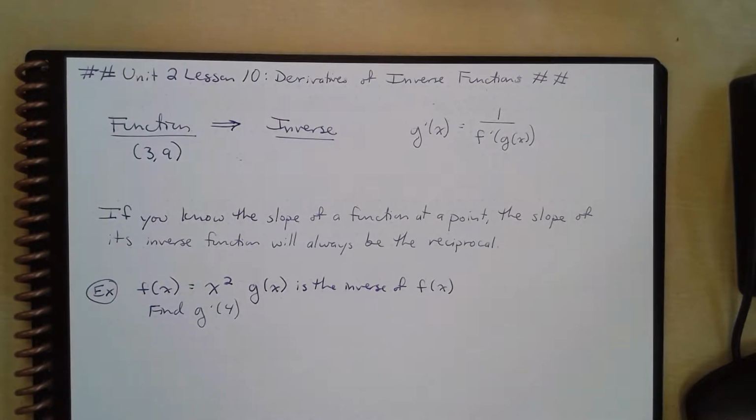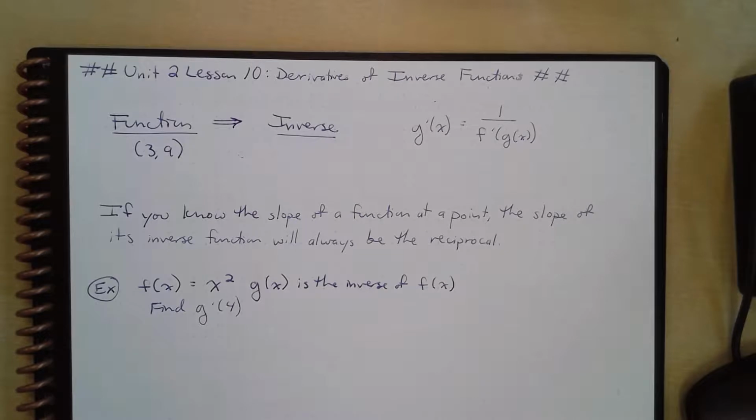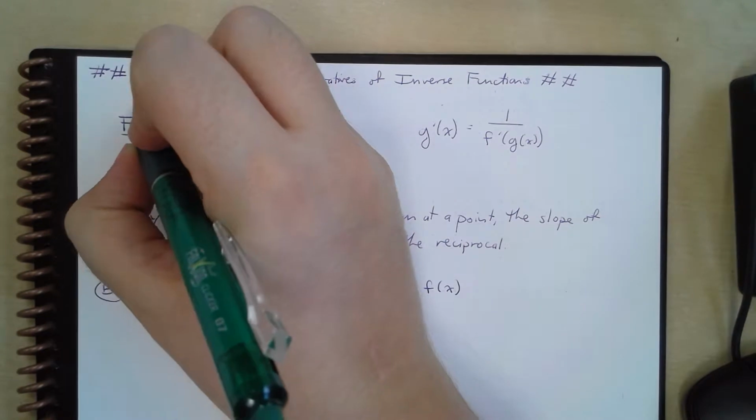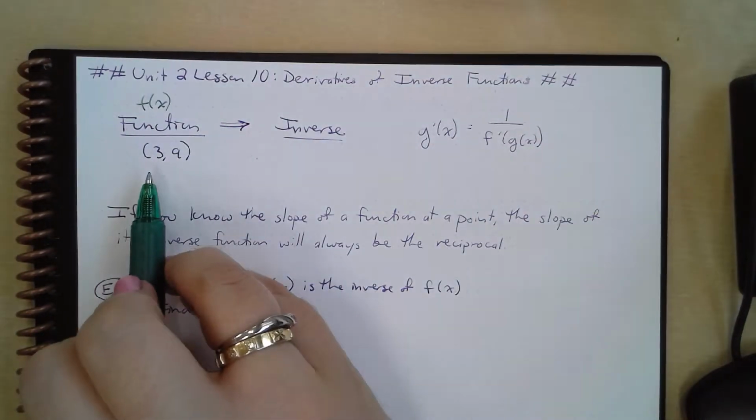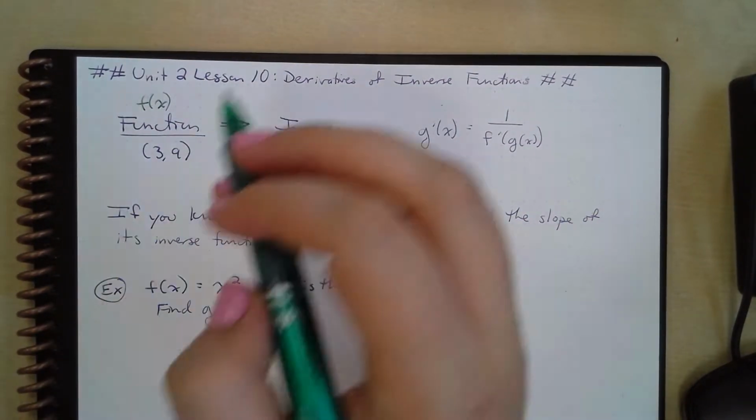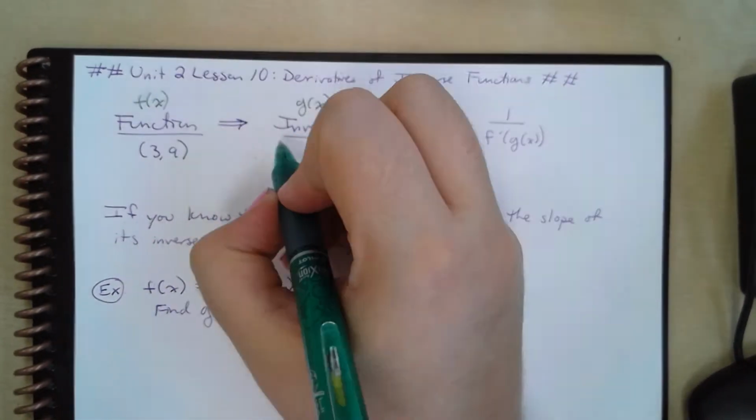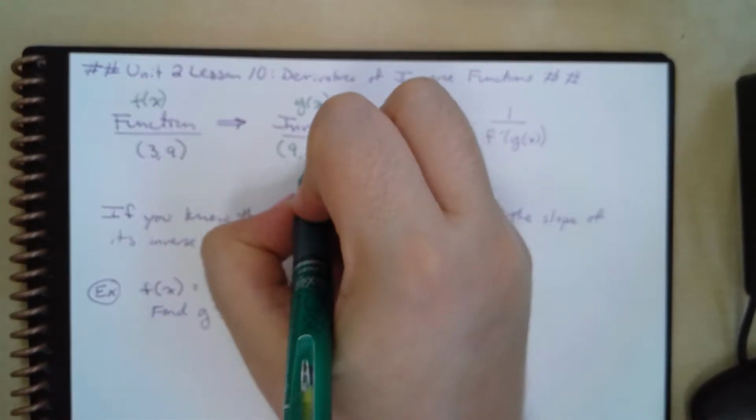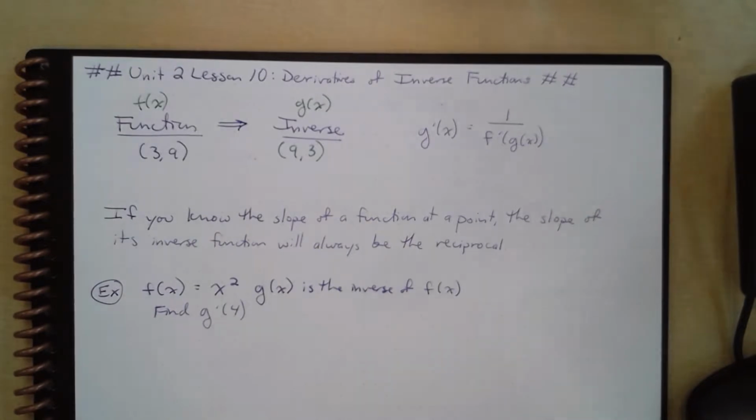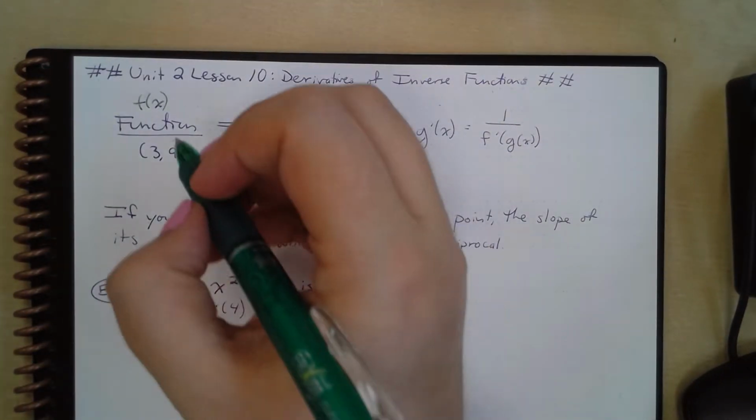All right, so today we want to talk about finding the derivatives of inverse functions. A function and its inverse always have corresponding points. So if we have a function, you can just call it f of x, and f of x has the point (3, 9). Well, then the inverse function, which I'm just going to call g of x, is guaranteed to have the point (9, 3).